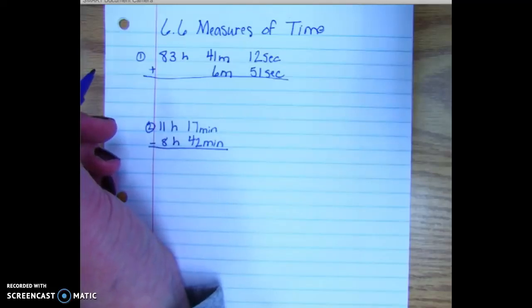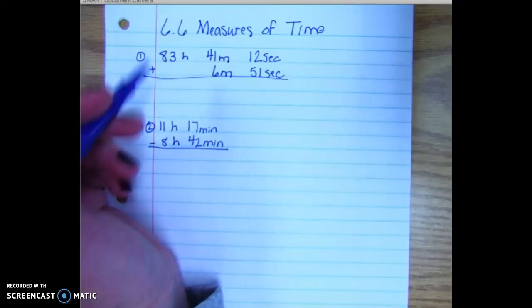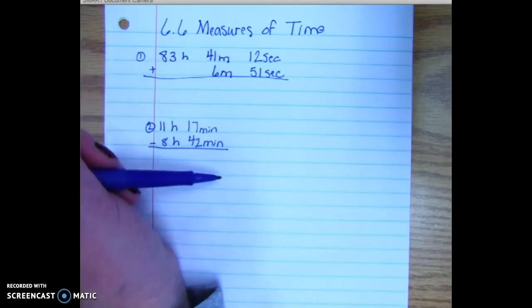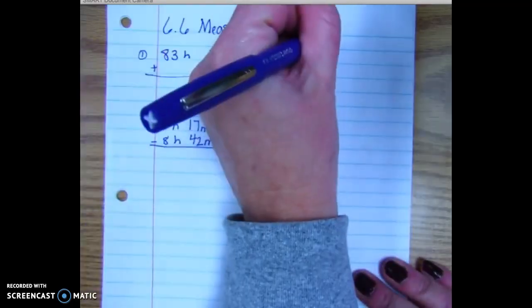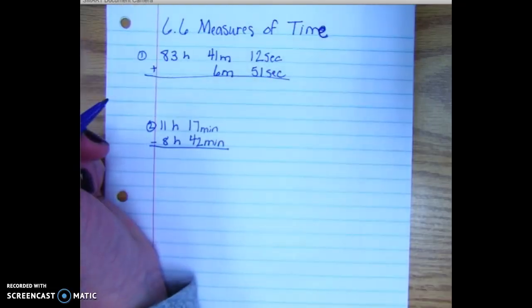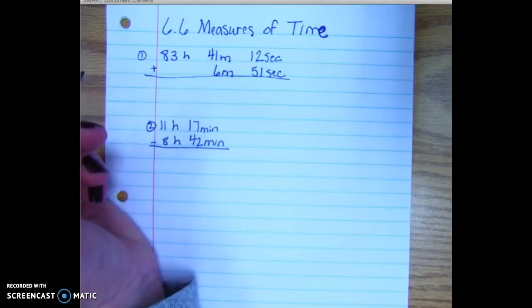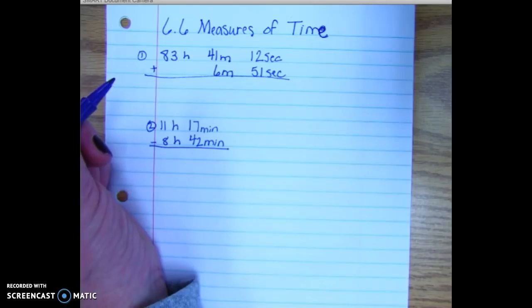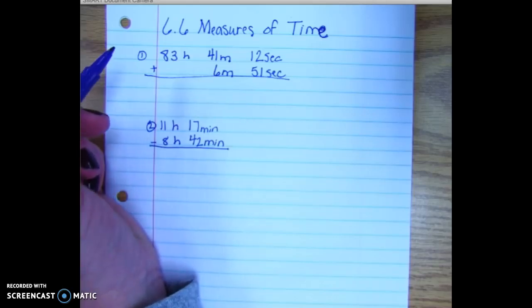Hi everybody. We are going to talk today about measures of time, and I think the reason they stick this little unit in with our fractions unit is simply that we have just regrouped with fractions, which is a little bit wonky compared to when we regroup with tens and 100s and 1000s. So we're going to go through a couple of examples together and some real life situations.